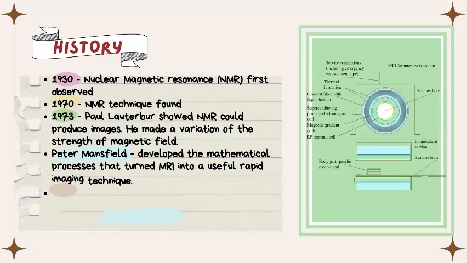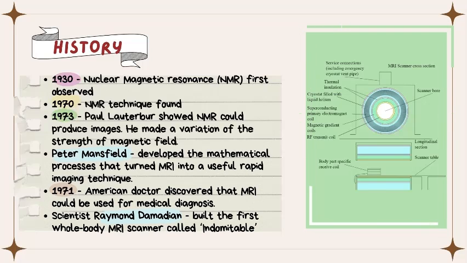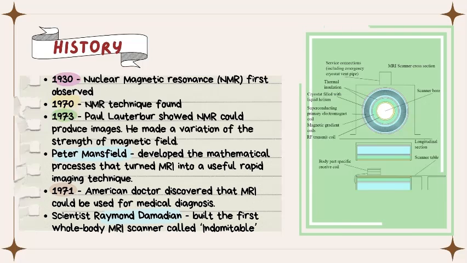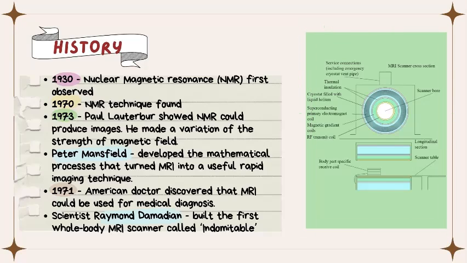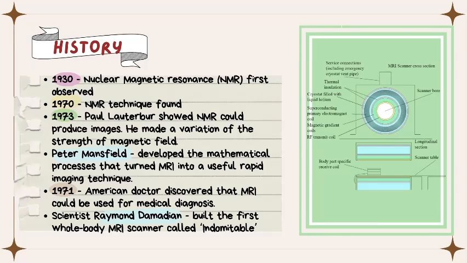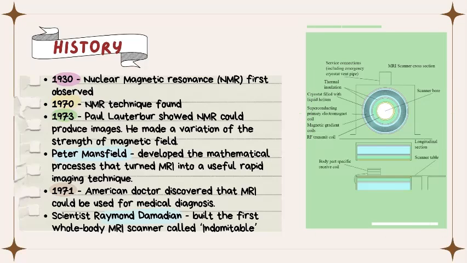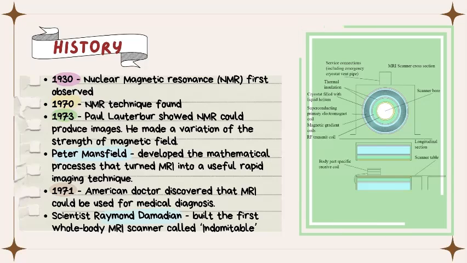History of MRI. We started in 1930. Nuclear magnetic resonance (NMR) was first observed. In 1970, the NMR technique was found and we named it MRI because "nuclear" was off-putting for patients. In 1973, Paul Lauterbur showed NMR could produce an image.